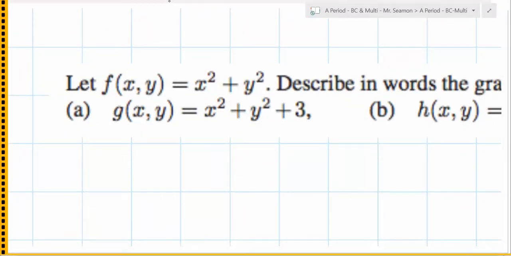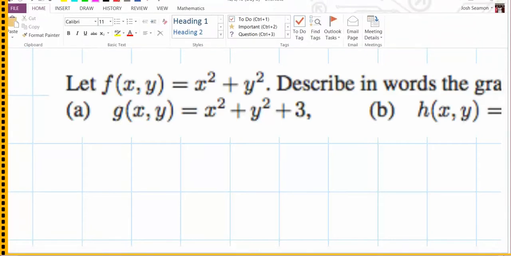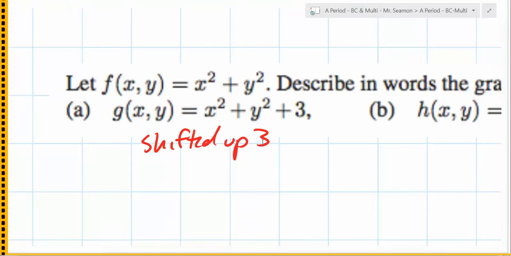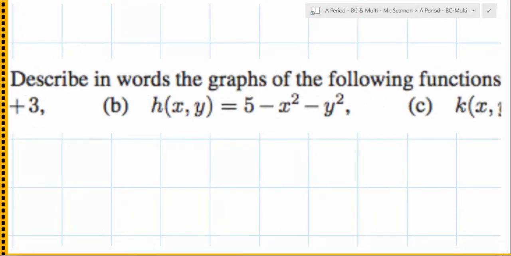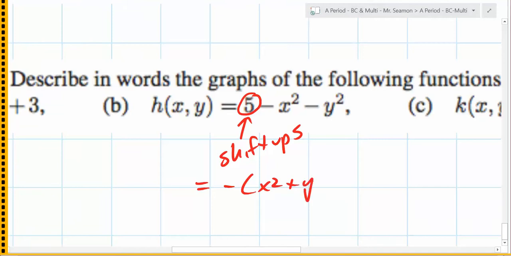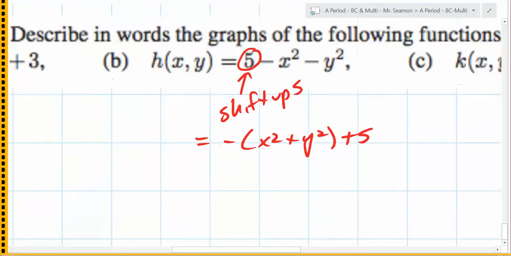This is up by how much? 3. You've taken all the z values and you've shifted them up 3. That's it. Have you done graphing transformations in other classes before? You know, if y equals x plus 2, you've moved it up 2. What happened here? What does the 5 do? Shift up 5, and then this is actually equal to negative x squared plus y squared plus 5, right? So what does that do?